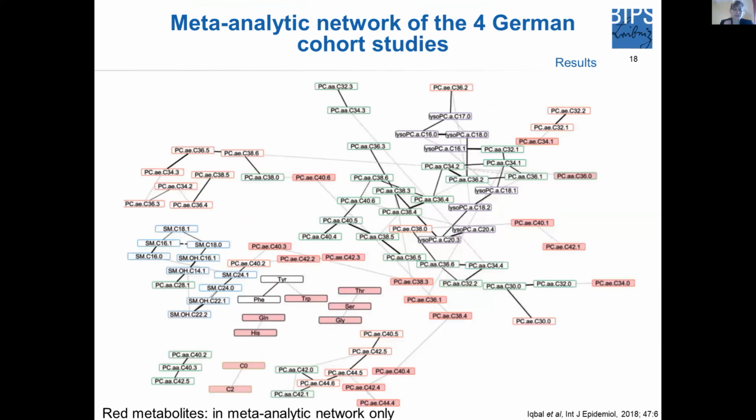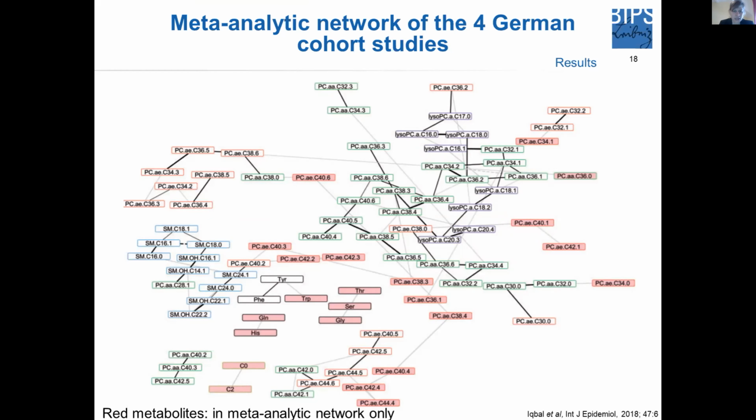So then in the end, this is now my last slide for the results. We drew a meta-analytic network of the 4 cohorts. So how did we do this? For each network, the backbone is a correlation matrix. And what you can do then is to just do a meta-analysis of the correlation coefficients. And then you get some pooled correlation coefficients. And then you can go back and draw a network. And this is now the meta-analytic network.